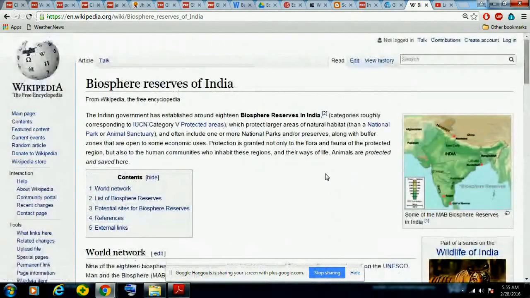So this is the end of Chapter 5, that is Natural Vegetation and Wildlife of India, of the NCERT Class 9th.